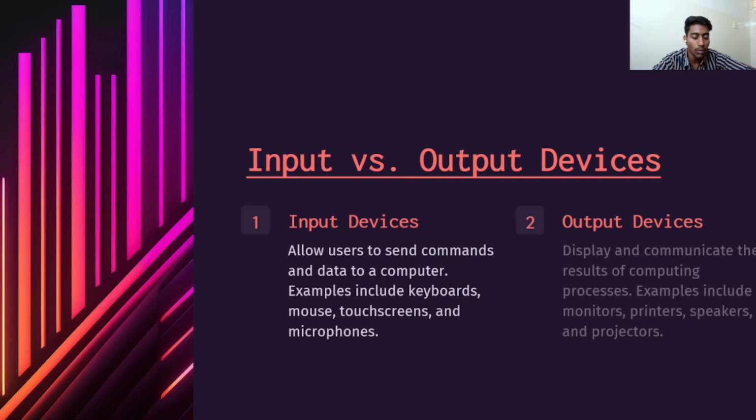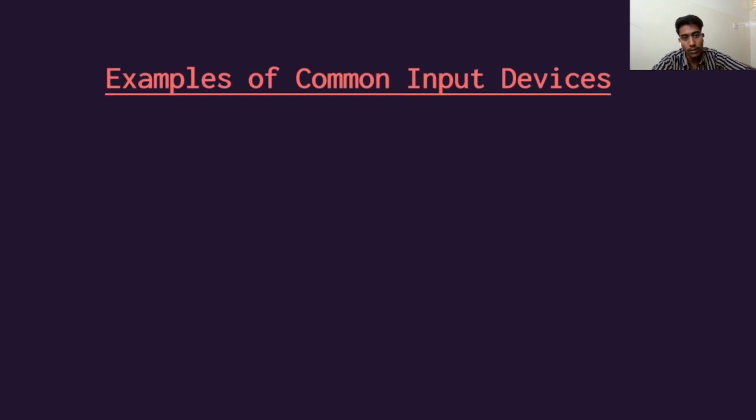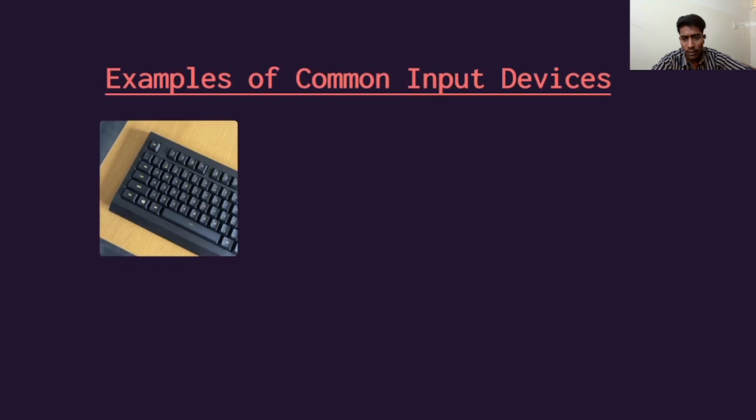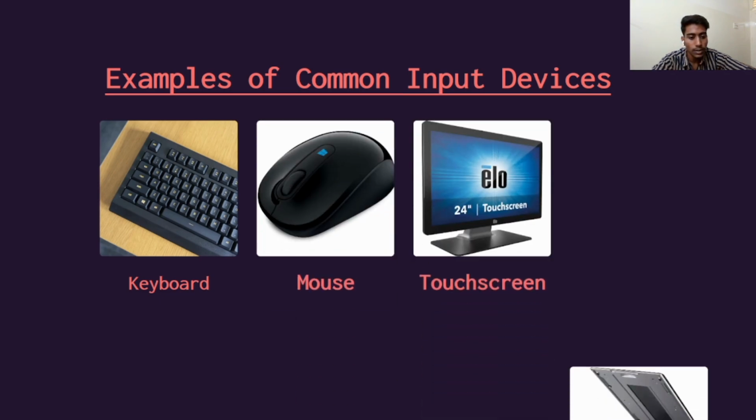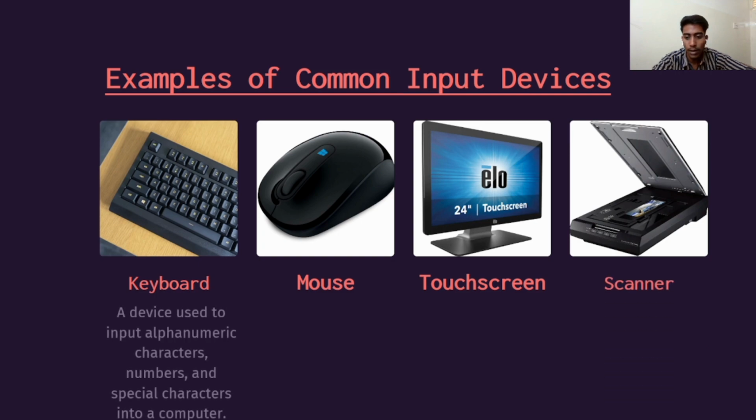When it comes to output devices, they display and communicate the results of computing processes. Examples include monitors, printers, speakers, and projectors. So we'll discuss examples of input devices, which we see in our day-to-day lives. First is keyboard, second is mouse, third is touch screen, and the last one is scanner.